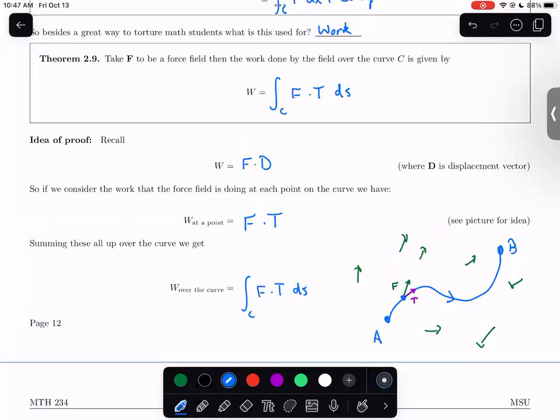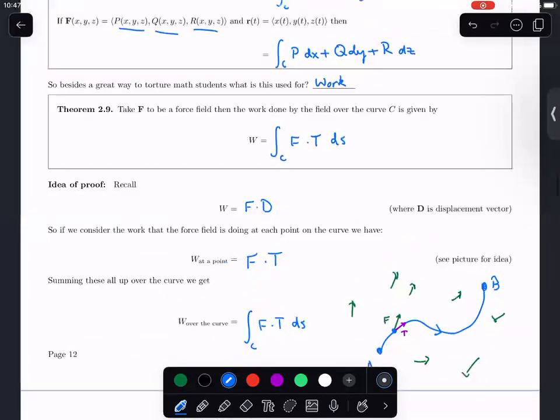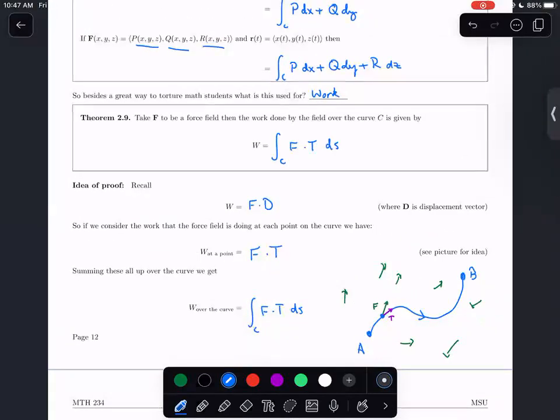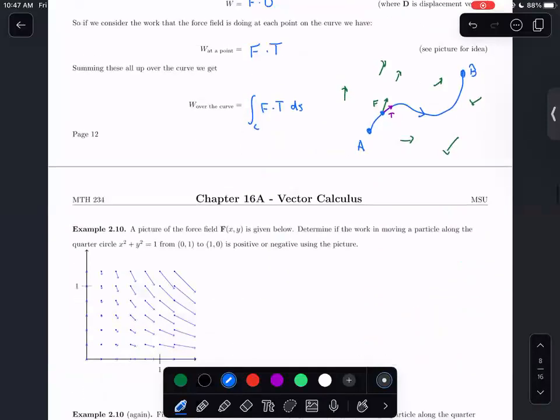All right, let me pause here and see if there are any questions. I promise we're about to do an actual example. Any questions? All right, let's do an example then.